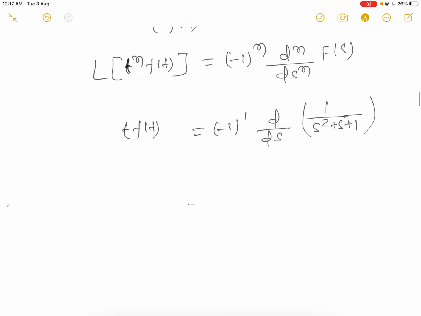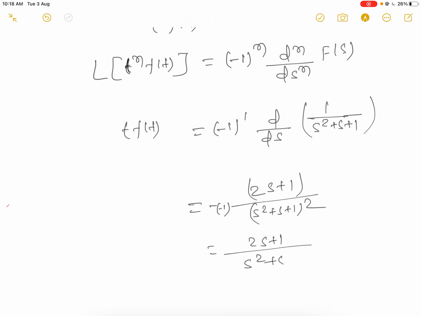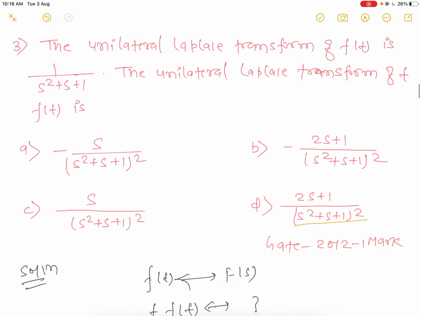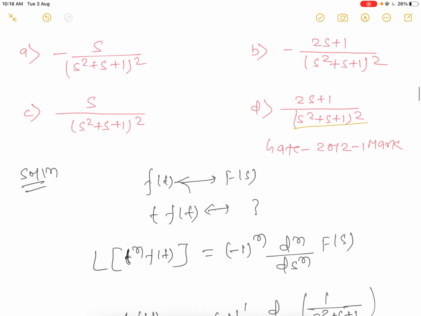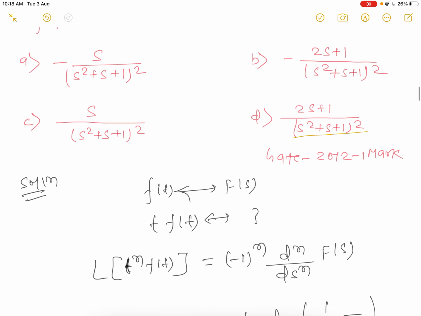Differentiating 1 upon s square plus s plus 1, a negative sign comes, and it will be minus 1 upon s square plus s plus 1 whole square, times 2s plus 1. So the right answer is 2s plus 1 upon s square plus s plus 1 whole square. Okay, which one will be the right answer? 2s plus 1, s square plus s plus 1. So option D will be the right answer. Option D will be the right answer.